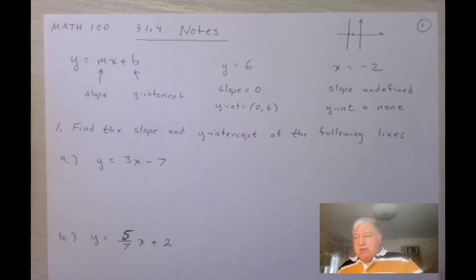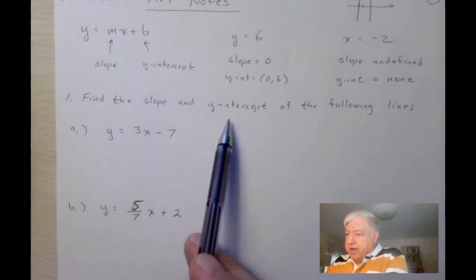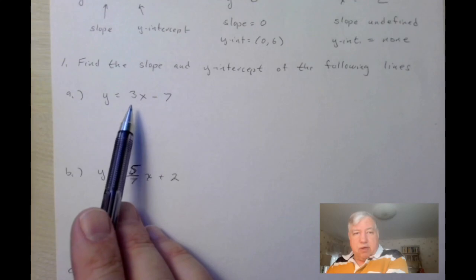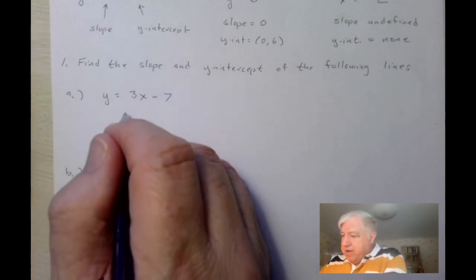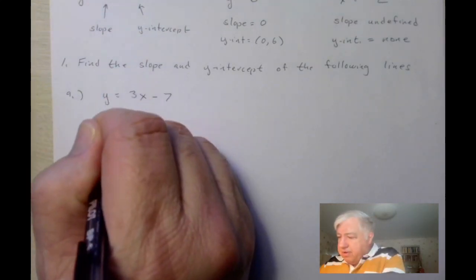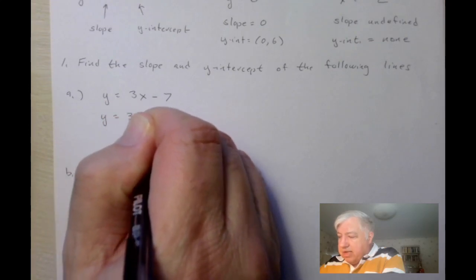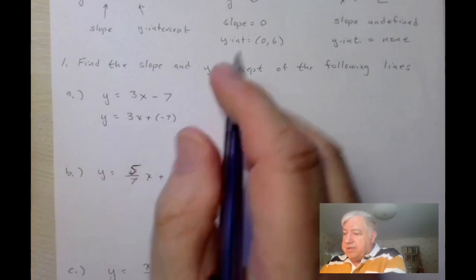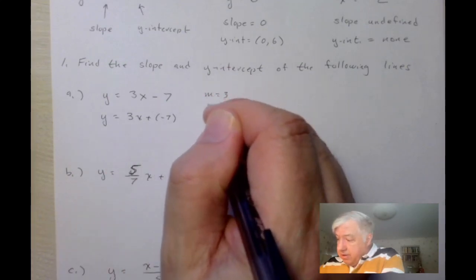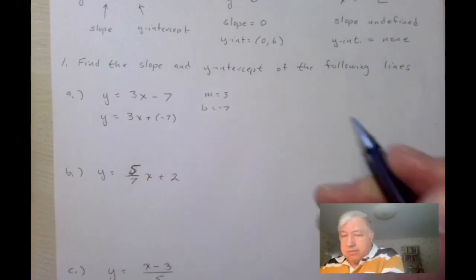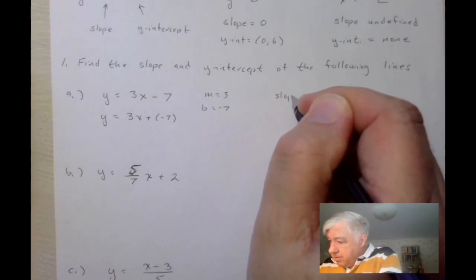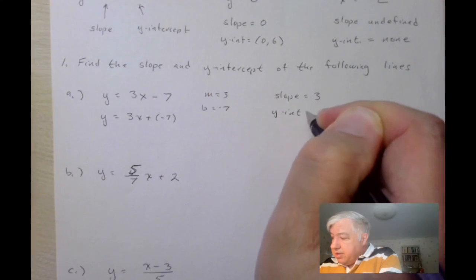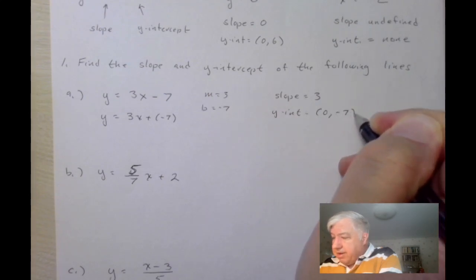So let's say we wanted to find the slope and y-intercept of the following lines. Notice all of these are in kind of a nice form. 3x minus 7, of course, can be rewritten if you wanted to as 3x plus -7, right? So we can see that the m is 3 and the b is -7. So our slope is 3 and our y-intercept is (0, -7).